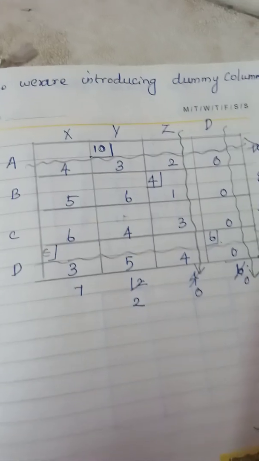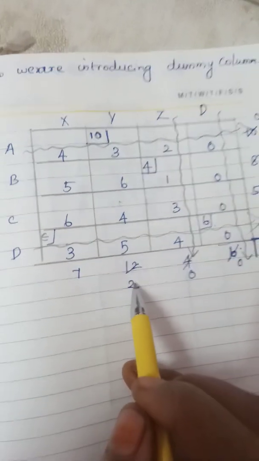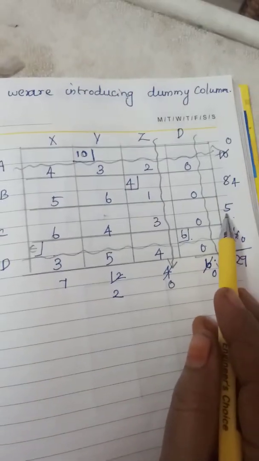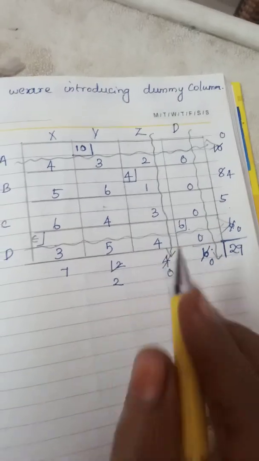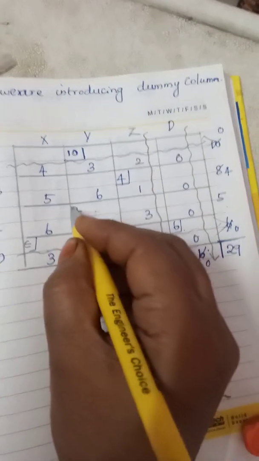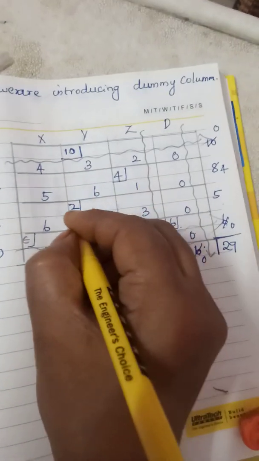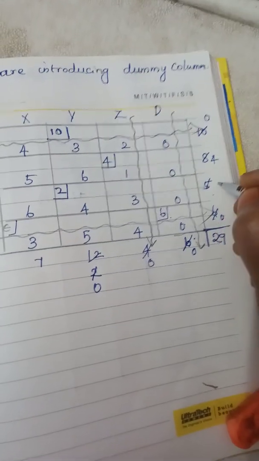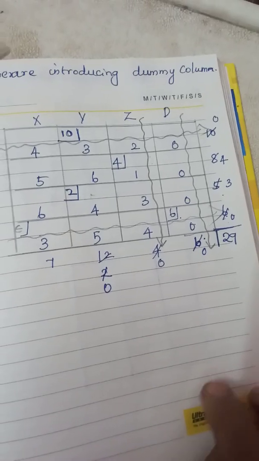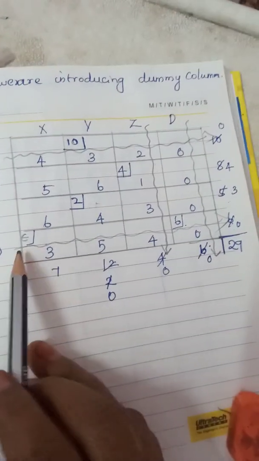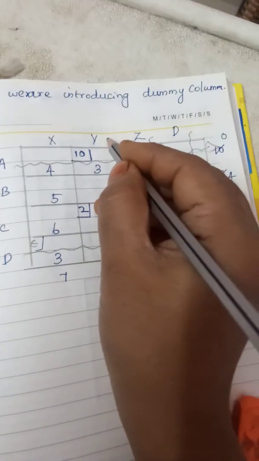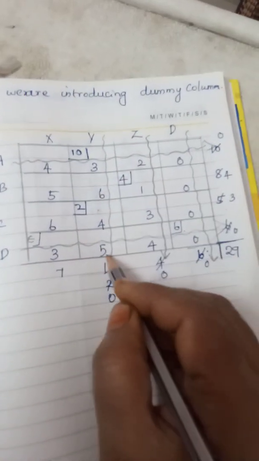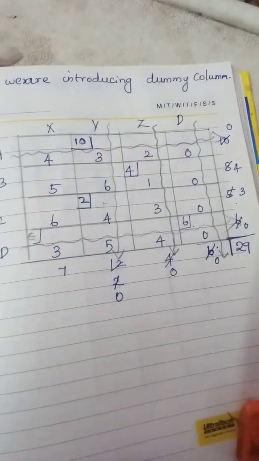In this matrix, which one is least? 4 only is least. So choose 4. What is the availability? Here 2 and here 5. So we have to allocate 2 only. So choose 2 for this. 2 minus 2 is 0 and 5 minus 2 is 3. Okay, now which one is removed? That column will be removed. So remaining are 5 and 6 only.